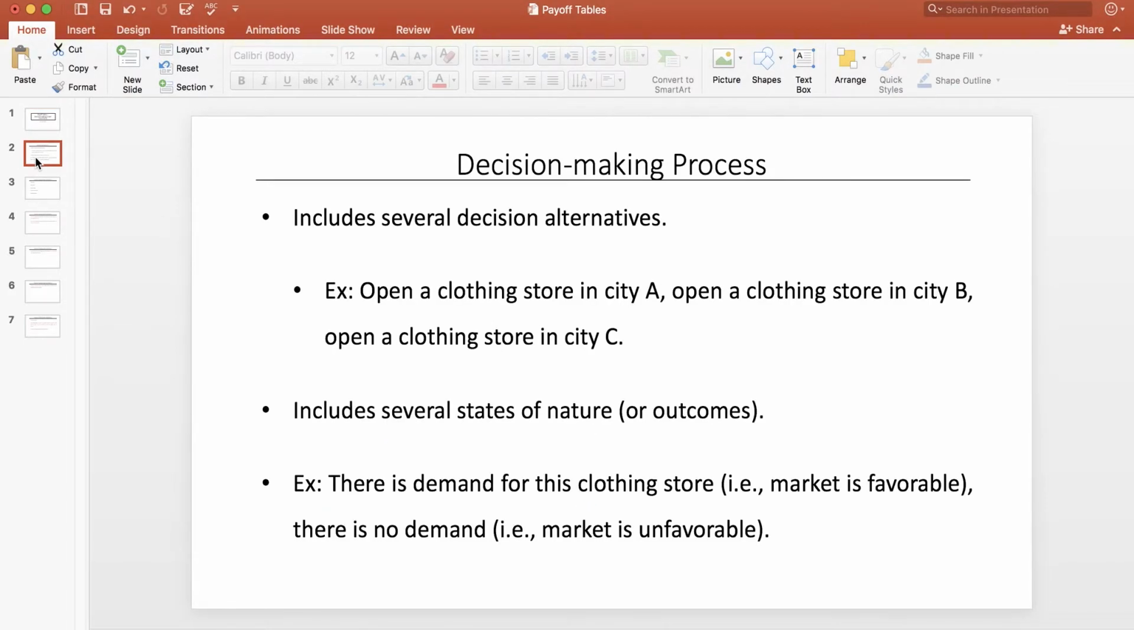So in a decision-making process, we usually identify a set of decision alternatives to choose from based on our objectives. This objective could be to maximize our profit. So this could be one of the objectives.